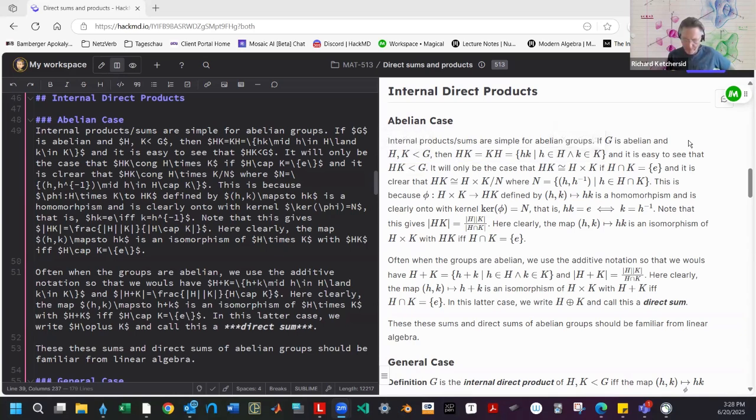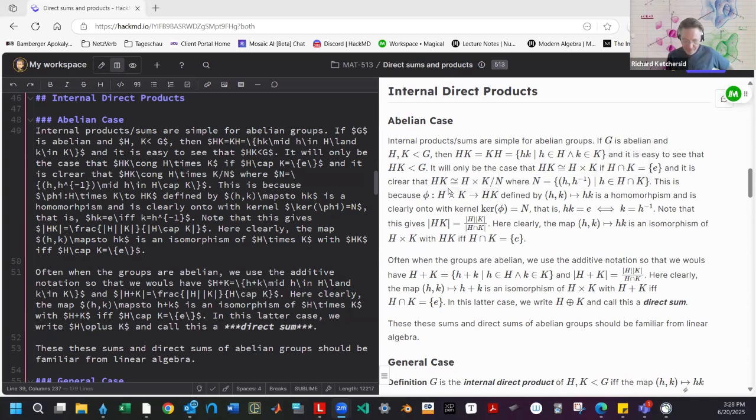If G is abelian, then HK is equal to KH because the things commute, so that's always going to be true. And so HK is always going to be a subgroup of G. Okay, so that's easy enough. It'll only be the case that HK as that set of products is isomorphic to H cross K if H intersect K is just the identity element of G. So now we've got that G living on the outside.